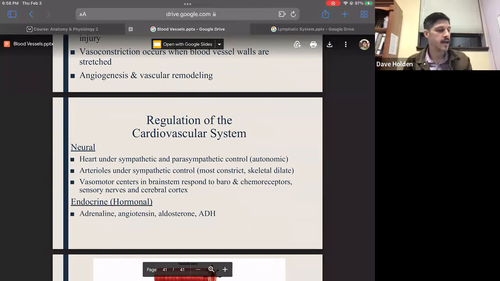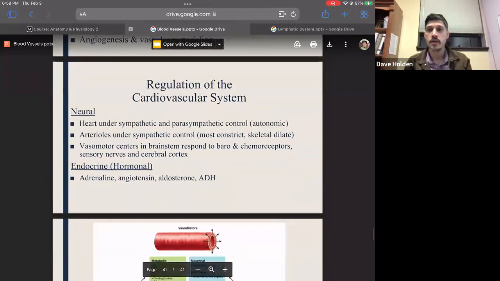The next area of regulation is neural, as in nerves or nerve tissue, the brain, the nervous system. The heart is under both sympathetic and parasympathetic control. That's both autonomic nervous system. Remember Spider-Man and Peter Parker. Arterioles are under sympathetic control, so stress response, Spider-Man system. Most of them will constrict, skeletal ones will dilate.